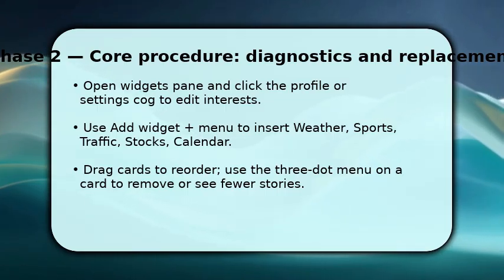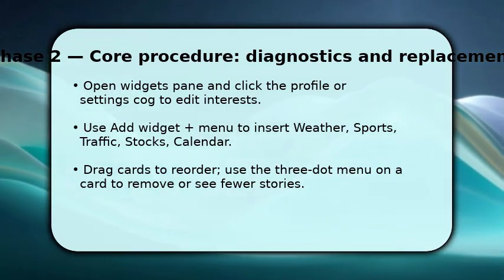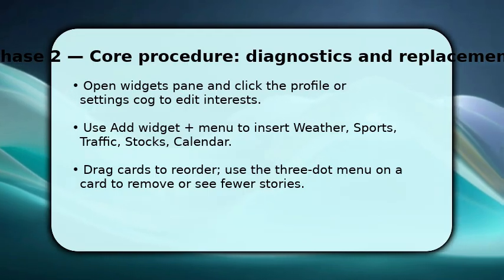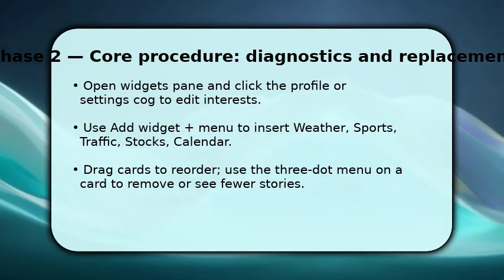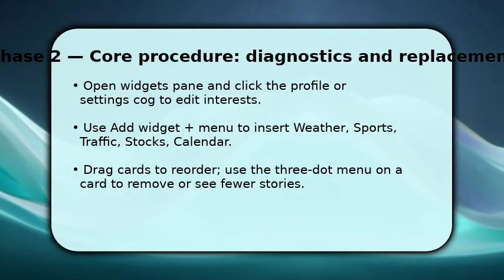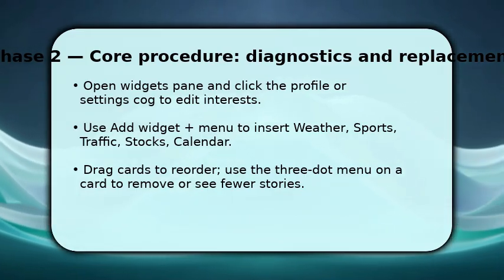Use Add Widget Plus to insert weather, sports, traffic, stocks, or calendar cards. Each accepts brief config like location or ticker. Drag cards to reorder for priority, and use the three-dot menu on a card to remove it or request fewer similar stories so the pane learns your preferences.